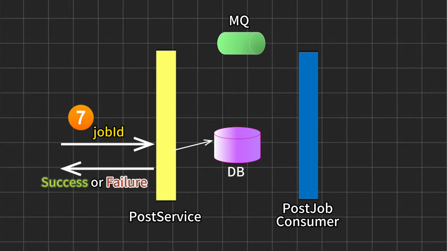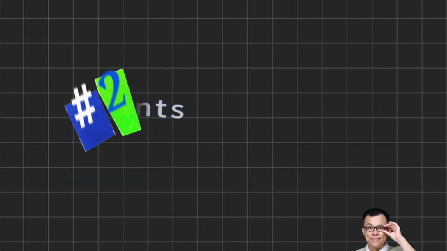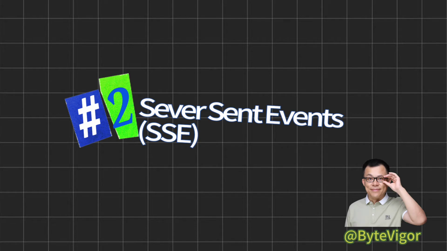This design, combining asynchronous operations with polling, not only avoids blocking in post service, but also supports near real-time responses on the front end. It is particularly suitable for handling long-running back-end tasks while maintaining a smooth user experience on the front end. Now let's explore server-sent events.